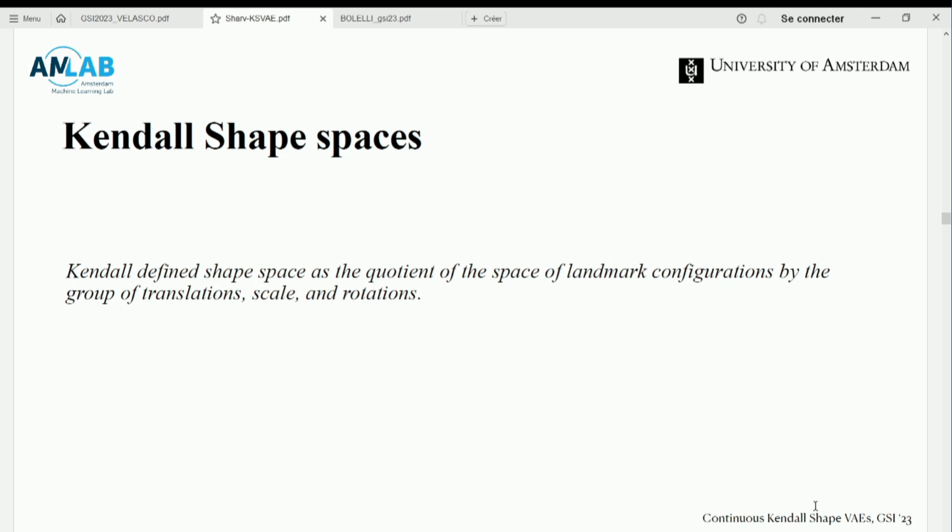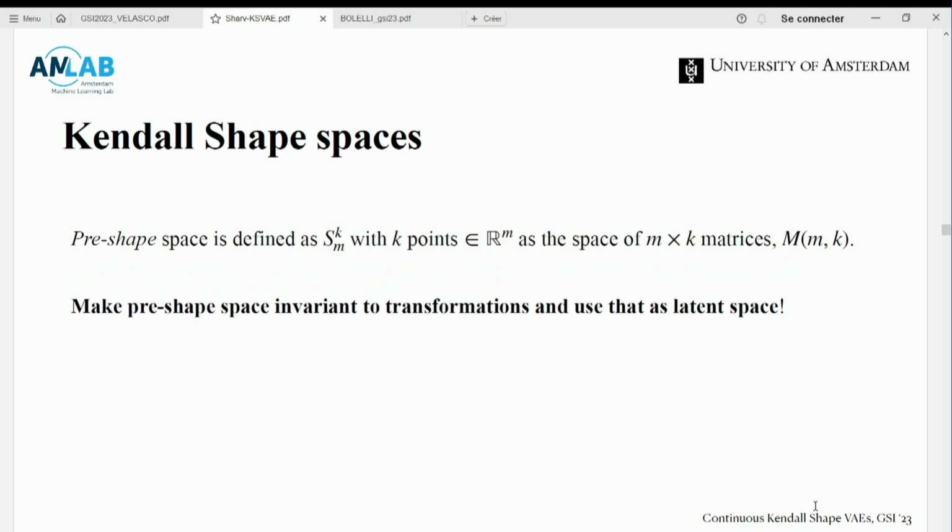A Kendall shape space can be defined as a quotient of a space of landmark configurations by a group of translations, scale, and rotations. For this particular definition, we just take landmarks as a sequence of points. That's it, no other constraints. To formalize it a little, people who studied this before us defined the pre-shape space, which is just a set of k points in R^m, represented as a space of m cross k matrices.